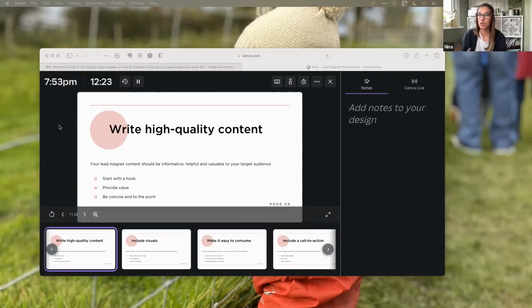And then make sure it's high quality content. So you want to put your best out there because you're showing how amazing you are, how fantastic you are. So you really want to put the best out there. So start with a hook. You want to really capture the attention of your ideal client so that they want to read it, they want to carry on. Provide value.